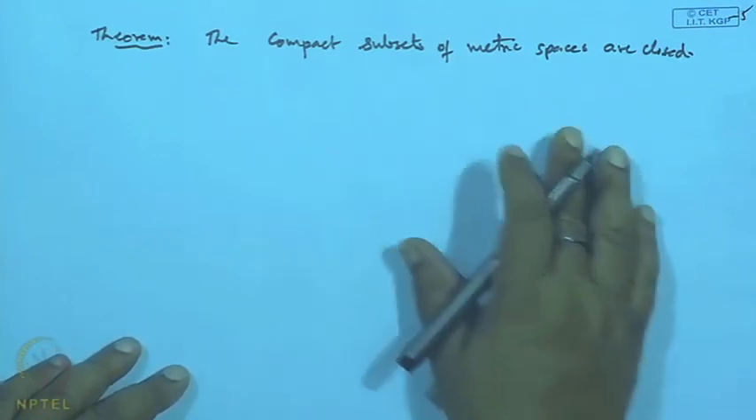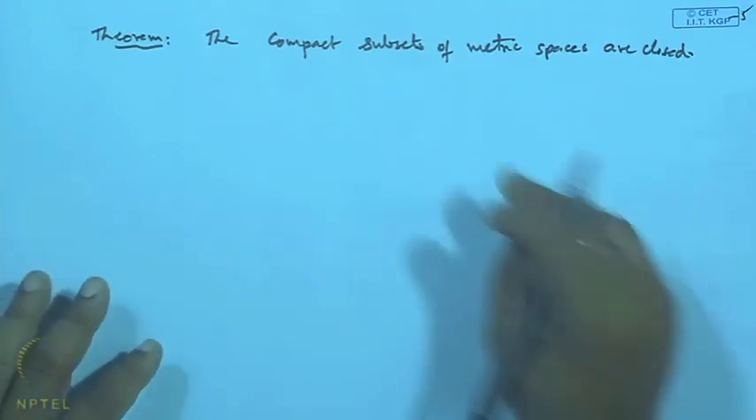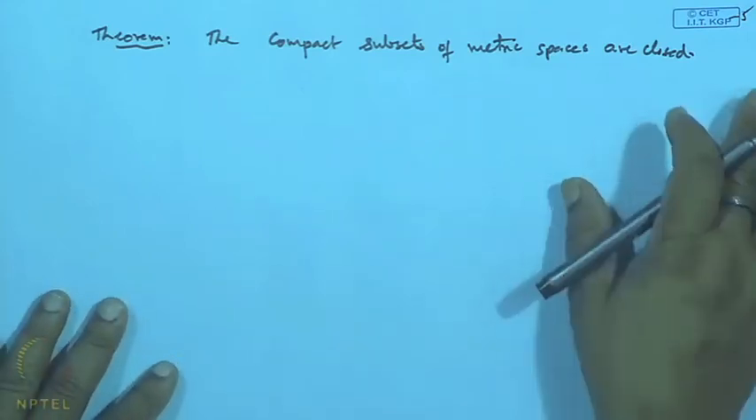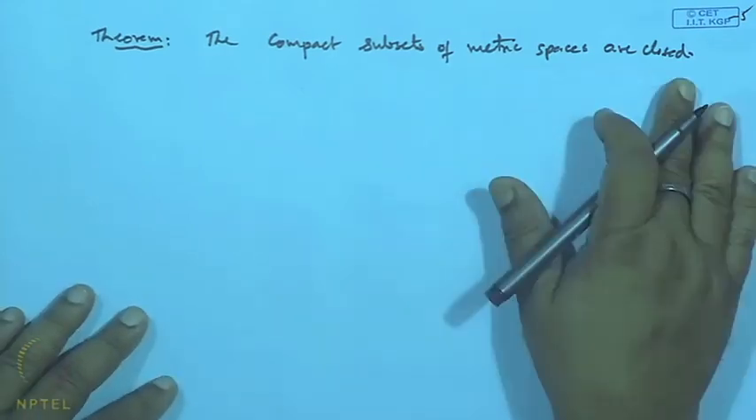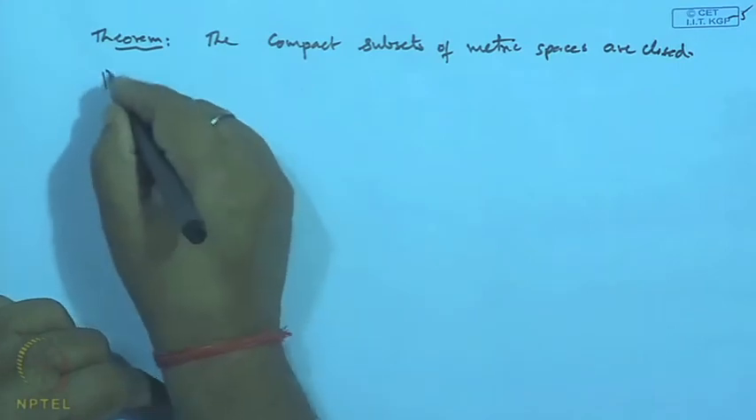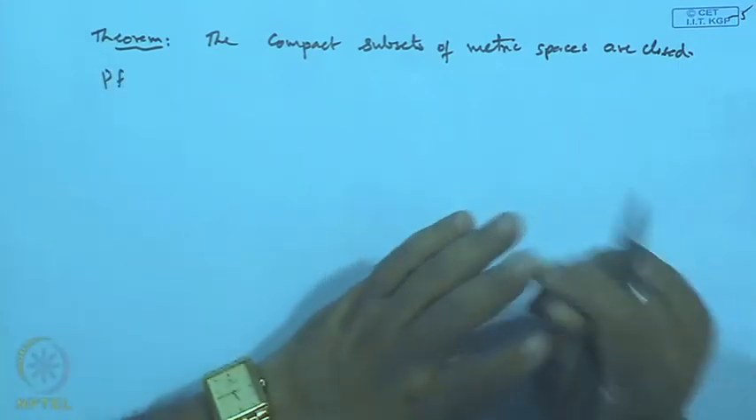Every compact subset of a metric space will be a closed set, whatever the metric may be, in an arbitrary metric space. Every compact subset is a closed set. Let us see the proof. This we will prove by contradiction.